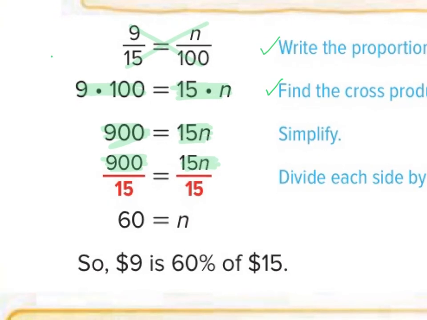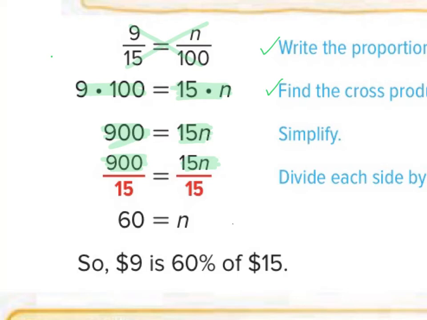Now you may wonder why we have to do the same thing on both sides. Well, it's an equation, and the left side is 900 and the right side is 15 times n, and the only way that we can keep both sides equal is if we do the same thing to both sides of the equation. So if you are going to divide 900 by 15, you also have to divide 15n by 15, because when you do that, something interesting is going to happen.